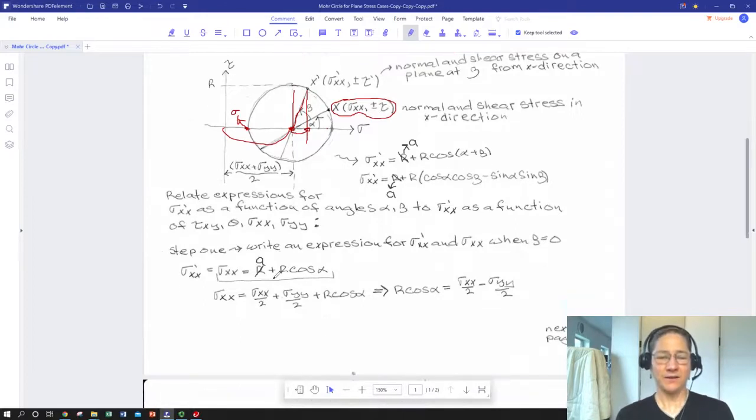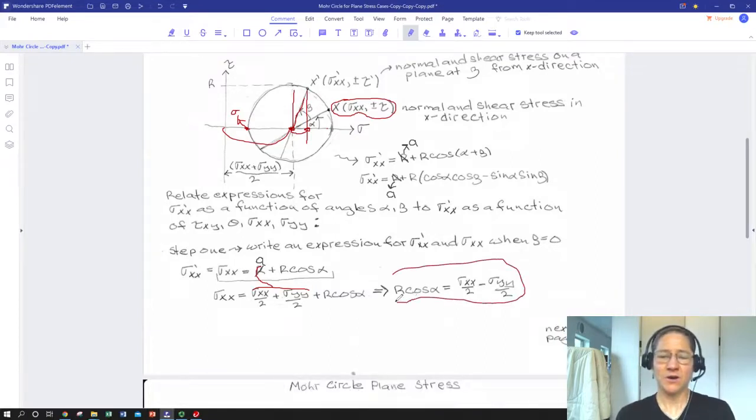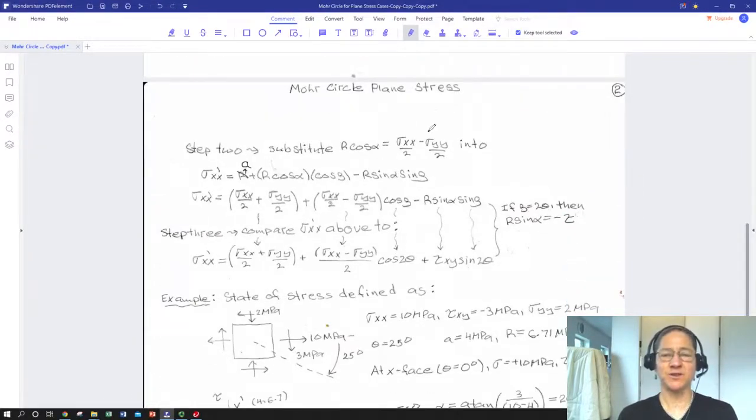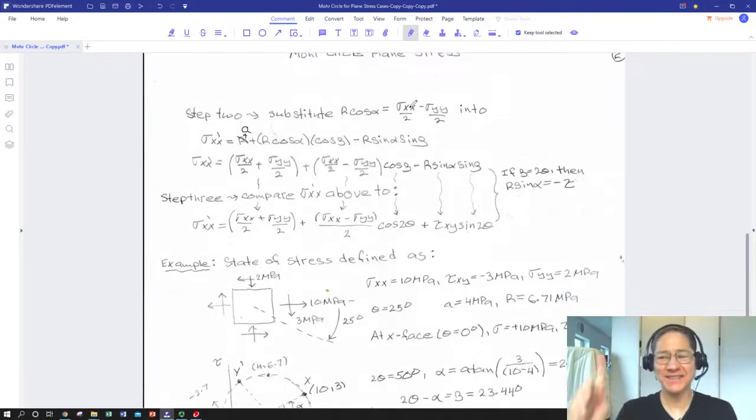And then we can rewrite that a little bit by saying, well, what's alpha? Well, alpha is this expression. We'll drop in what we know about alpha in terms of our applied stresses. Then we can take sigma xx over 2 and move it over here, do a little bit of rearranging. And now we have r cosine alpha in terms of applied stresses. And of course, r contains all of our applied stresses. Now we're going to do some substitution. More mathematical wrangling. It's worth it in the end.